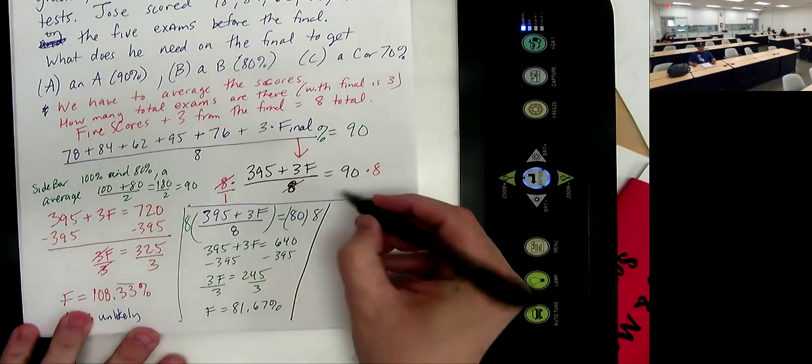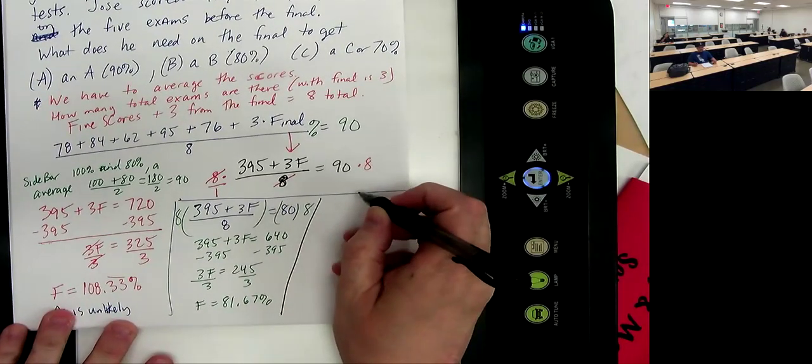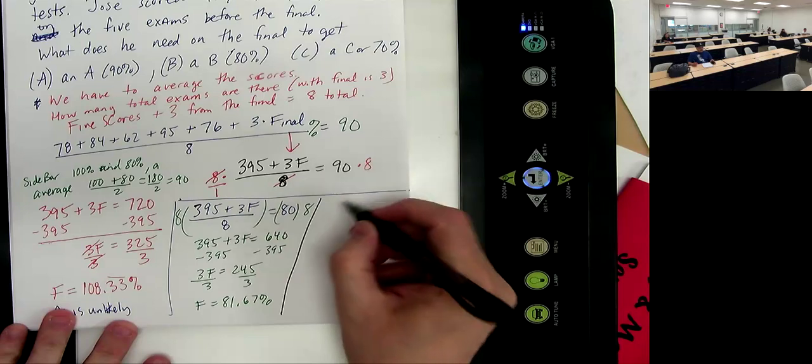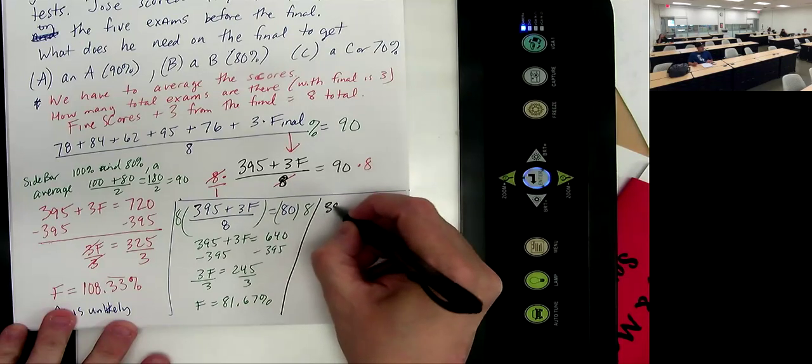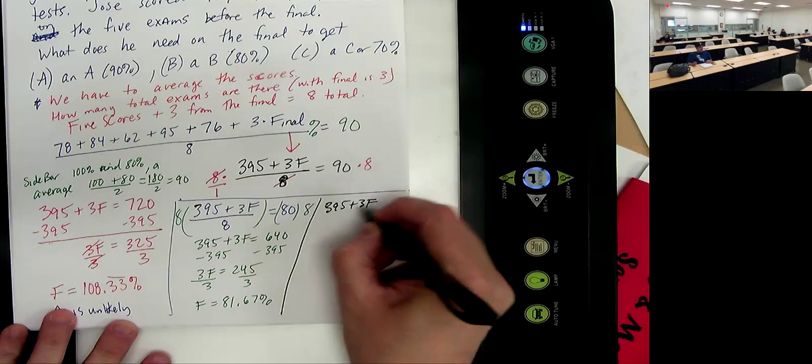Let's say he set his sights and all he wants is just to pass. All I need is a 70%. So we're going to do the same setup with 70 on the right.